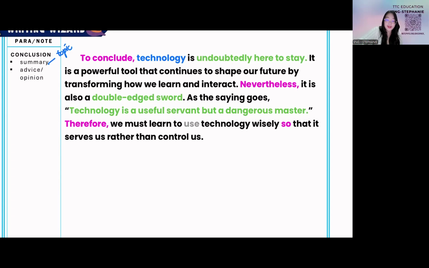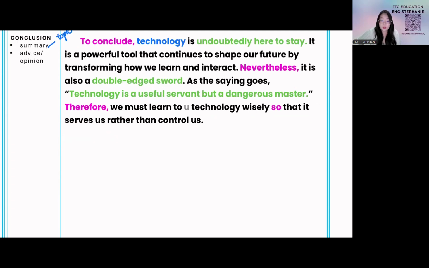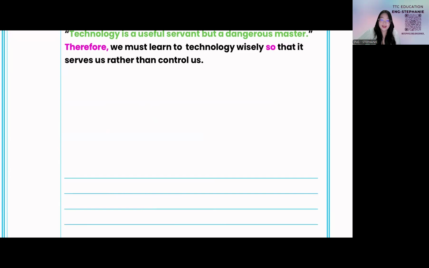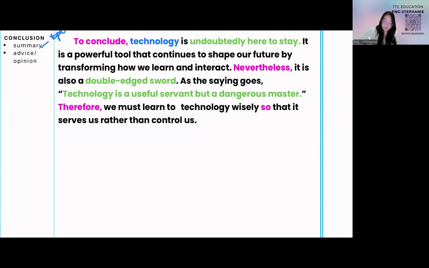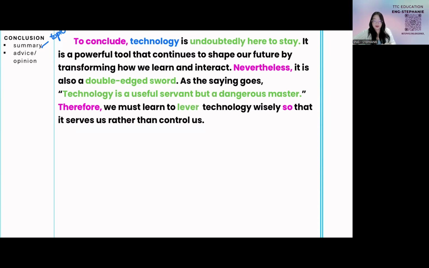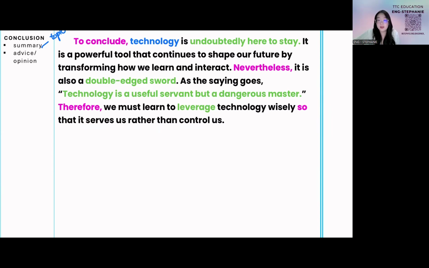But I don't want to use the basic word of use. So tell me, guys, what is the word in our word map digital that I can utilize here to replace the word use? Anyone? Yeah, very good, Joshua. Leverage. Okay, we can leverage technology wisely so that it serves us rather than control us.